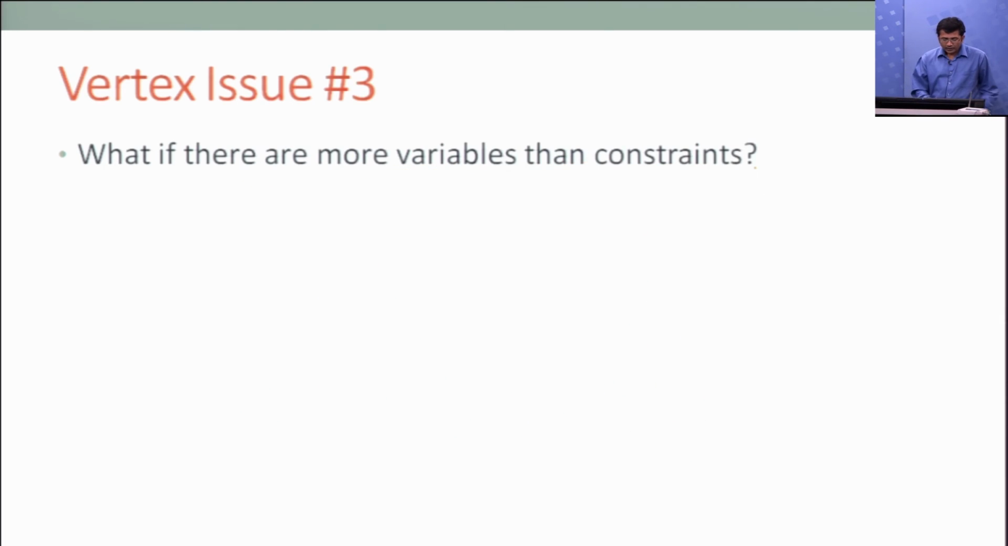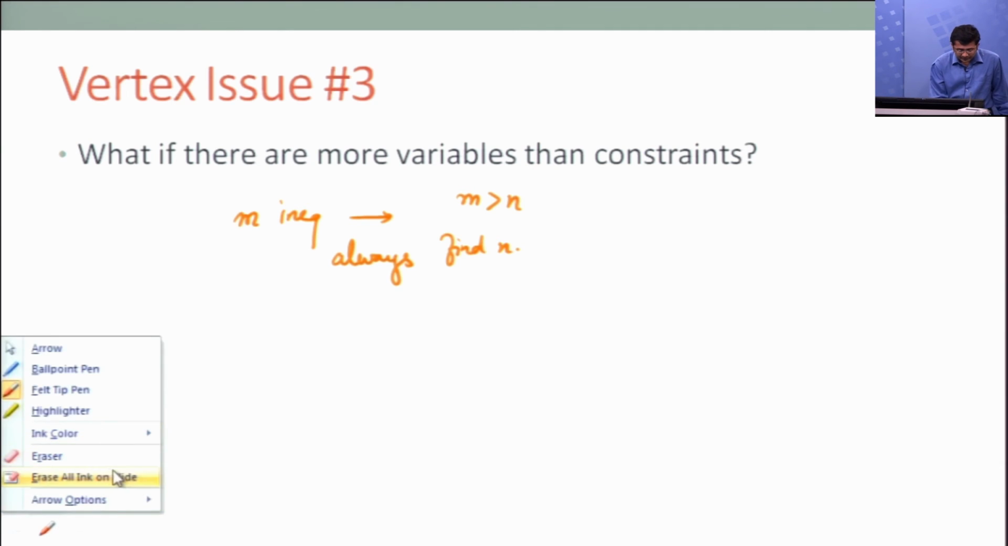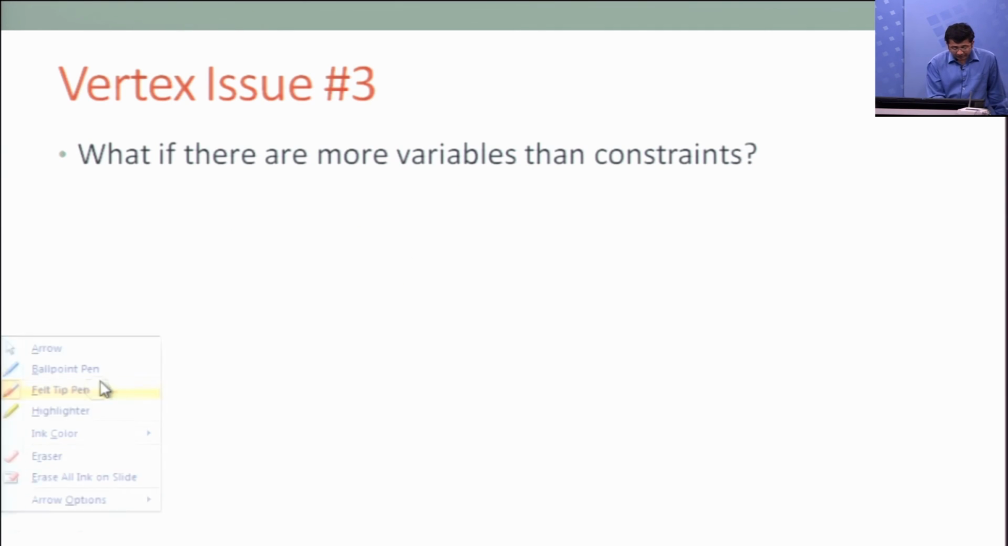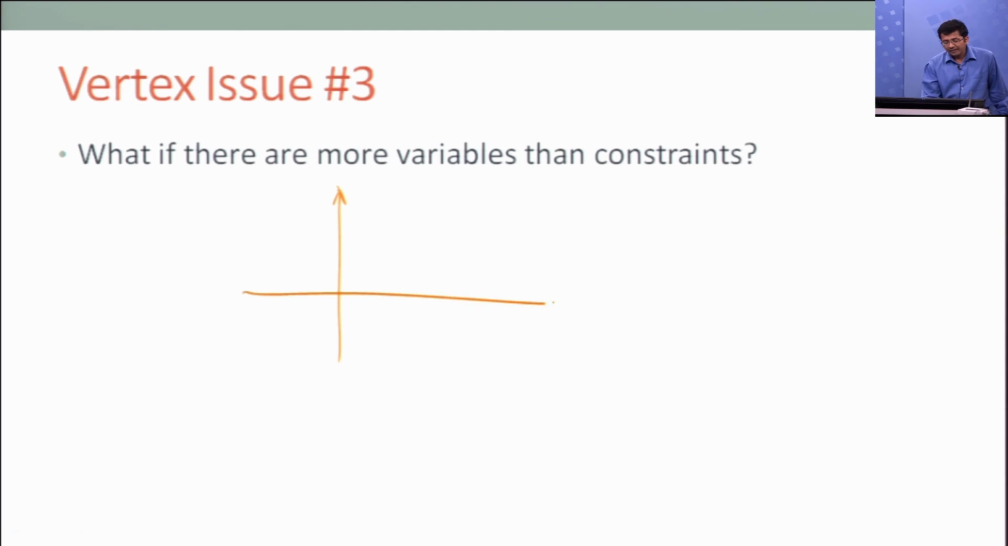And finally, what if there are more variables than constraints? This is a very interesting point. So far we have assumed that if you have a polyhedron with m inequalities, then m is greater than n, so you can always find a subset of n and activate them. On the other hand, what if m is less than n? Can we even have a vertex? The answer is not quite. We will still have to define a point as a vertex, and let's take an example.